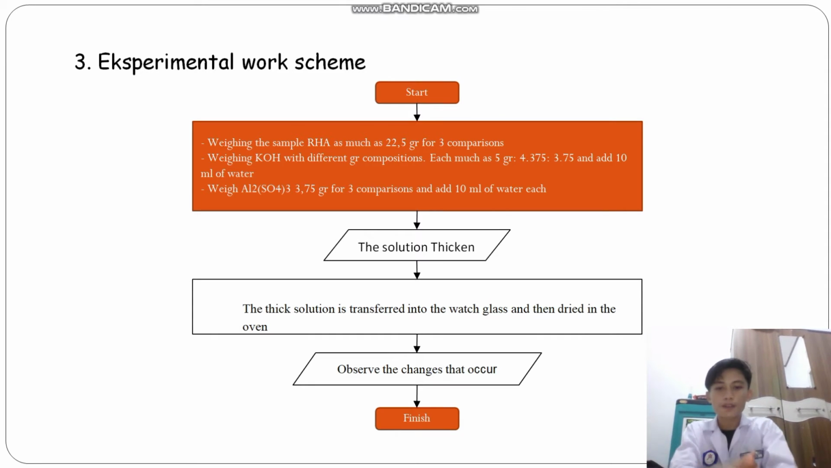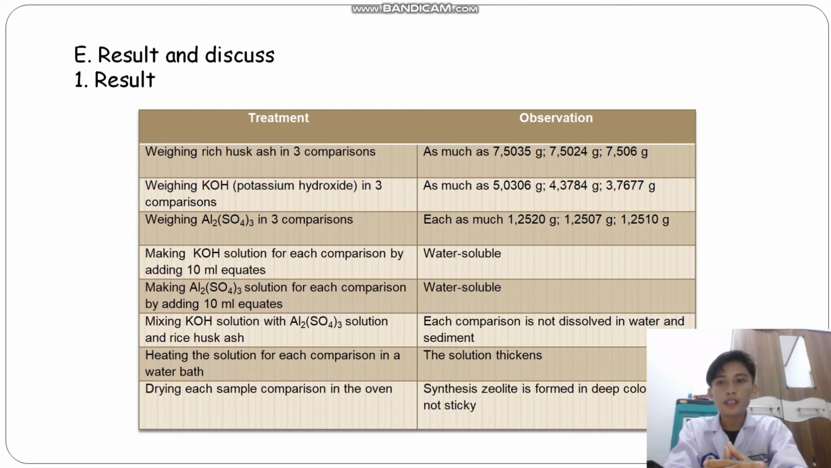The next step, observe the change that occurs. The next step, finish. Results and discussion. Number 1, results. The treatment: weighing rice husk in the 3 compressions.